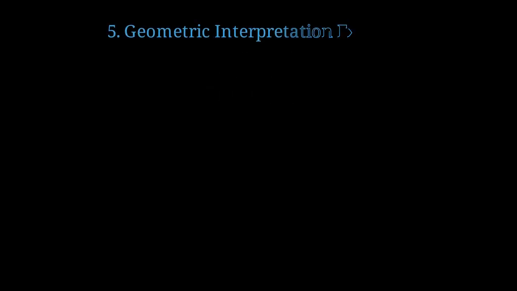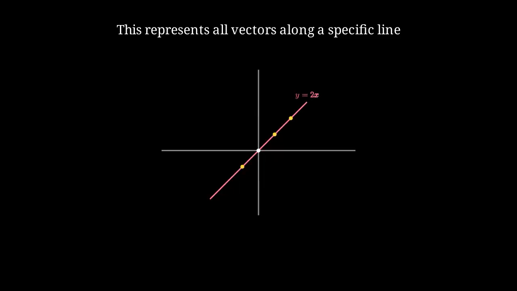Let's visualize a geometric interpretation of a set of vectors. Consider the set S of all vectors, where the second component is twice the first component. Every vector in this set lies on a line through the origin. Plotting several vectors from this set reveals they all lie on the line y equals 2x through the origin.